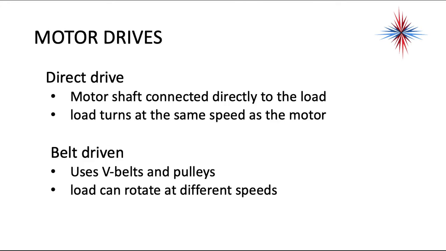Motor drives are two different ways basically. Direct drive, the motor shaft is connected directly to the load. The load turns at the same speed as the motor. You see this in most residential and light commercial air handlers. Belt driven, uses V-belts and pulleys. The load can rotate at different speeds from the motor. You see this in most rooftop units.